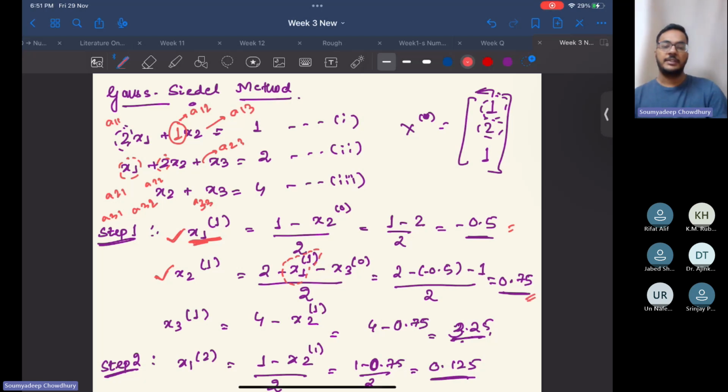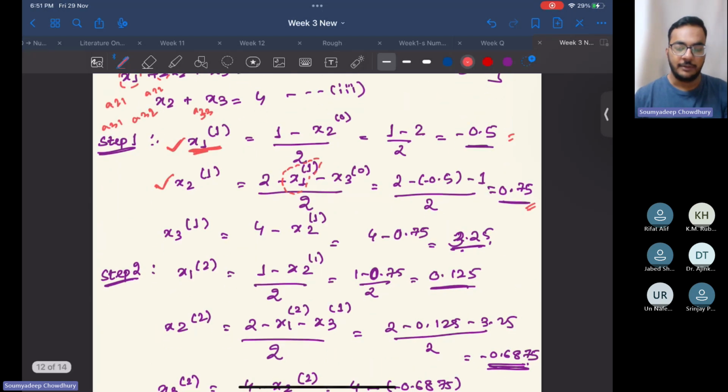Now we move on to x3 of 1. What is x3 of 1? x3 of 1 is 4 minus x2 of 1, which is equal to 4 minus 0.75, which is 3.25. Again, we will calculate the error after the first step like the previous one. We will take the x matrix in the first step and the previous step, subtract that, and see the percentage difference. If it is below the tolerance limit, we'll stop.